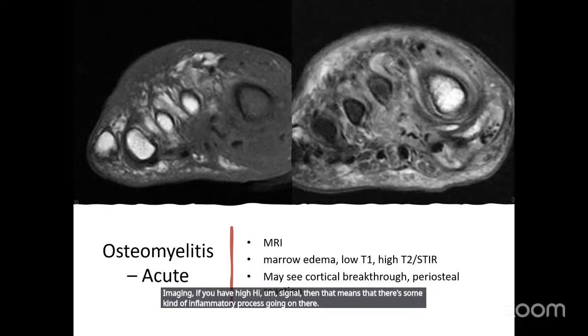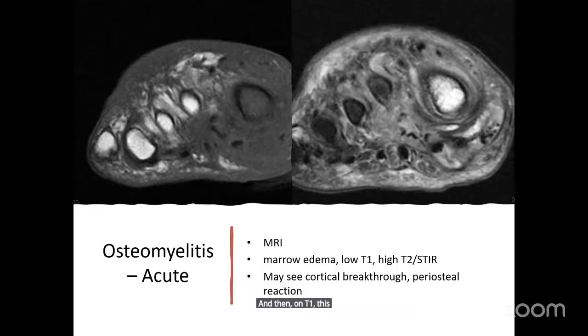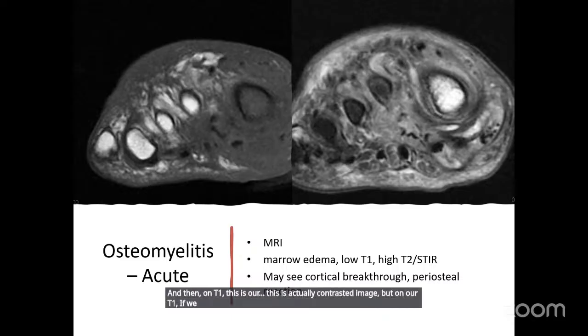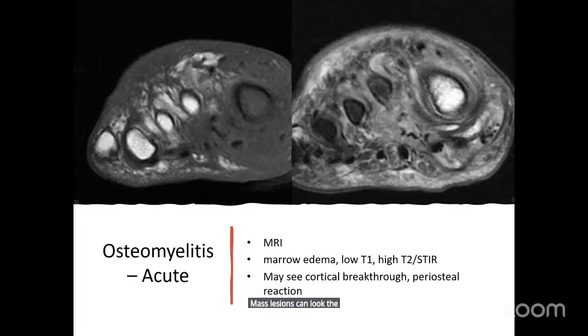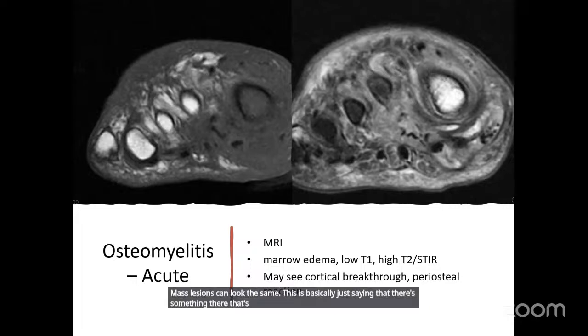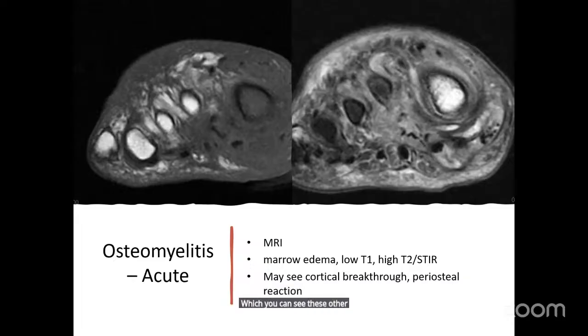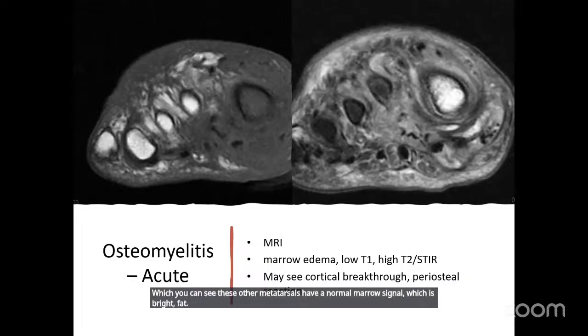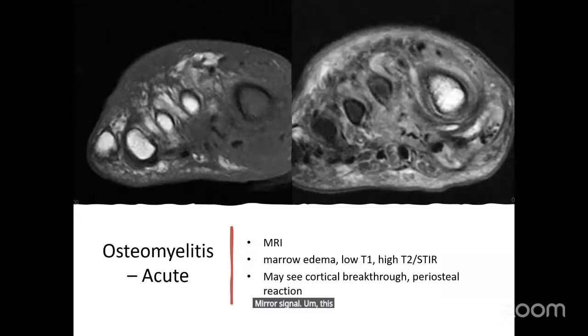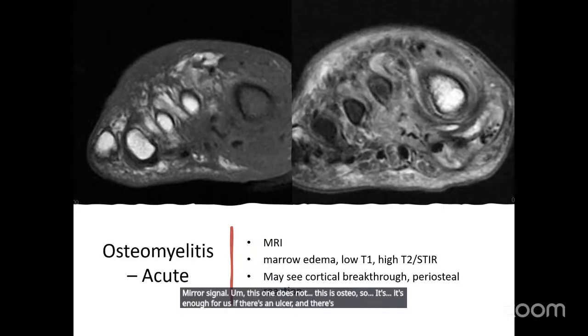And then on T1, this is actually a contrasted image, but on our T1, if we have low signal, that means the marrow is being replaced by something, and it's usually cellularity. Mass lesions can look the same. This is basically just saying that there's something there that's not normal marrow. You can see these other metatarsals have a normal marrow signal, which is bright fat marrow signal. This one does not. This is osteo. So it's enough for us if there's an ulcer and there's a high T2 or STIR signal along with low T1 signal to diagnose acute osteomyelitis.